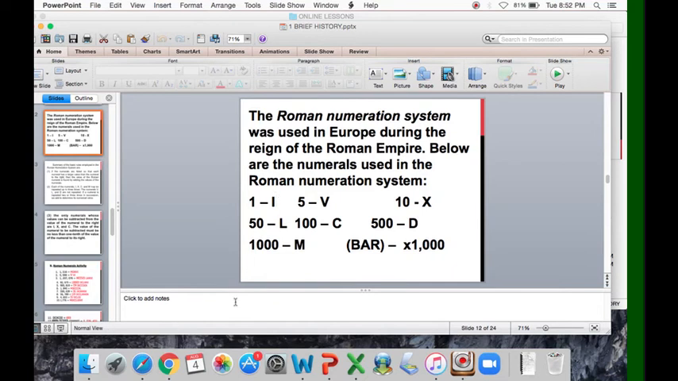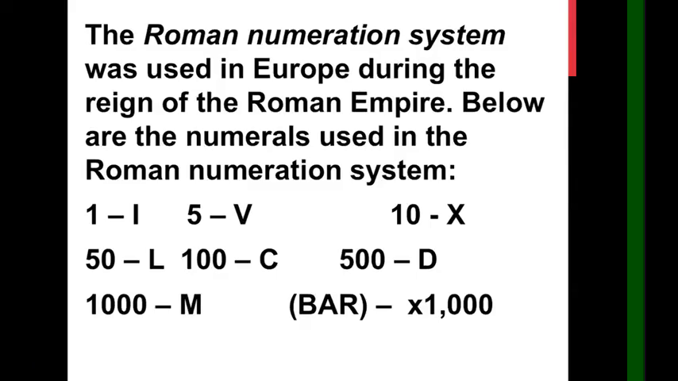So, halimbawa, naglagay ako ng bar dyan. So, that means it's 1,000. Dito, pag naglagay ako ng bar, that means 5,000. So, nagmumultiply ka lang ng 1,000. This one is 10,000, 50,000, 100,000, 500,000, and of course, 1 million. Okay? So, again, kung gusto mo mag-multiply ng 1,000, maglalagay ka lang ng bar.